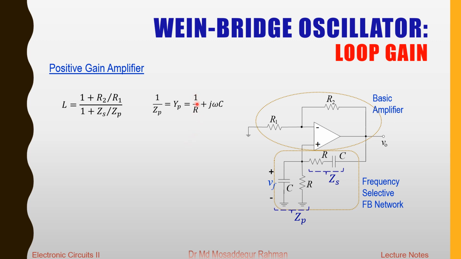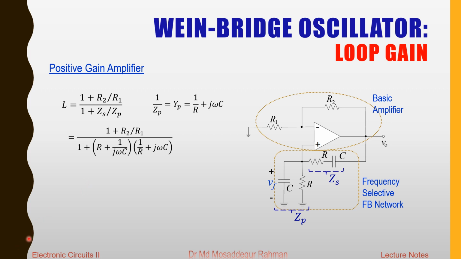So we have the admittance for R, which is 1 over R, and that plus the admittance of this reactance C, which is just j omega C. So that will be our 1 over Zp, or the admittance of this parallel branch. Now we can do some simplification of this loop gain expression, replacing Zs by R plus the series combination, and 1 over Zp, the admittance of this parallel combination.